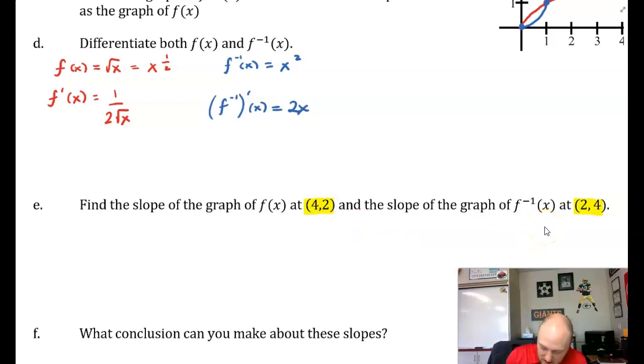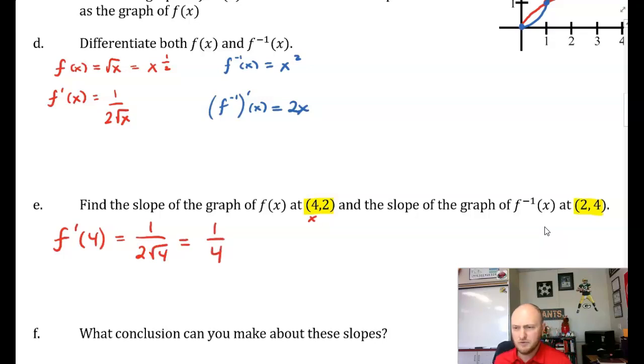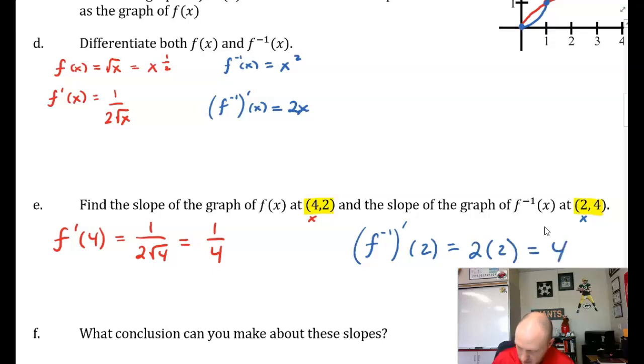I just want you to see here, f prime, if I plug in this x value, 4, that's 1/2 times the square root of 4, which is 1/4. And then I'm going to plug in this x value into the slope of my inverse. That's 2 times 2, which is 4.